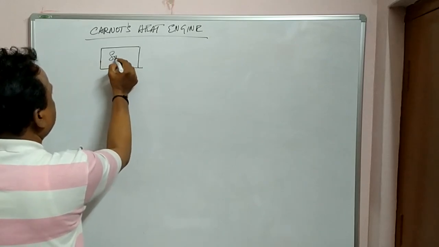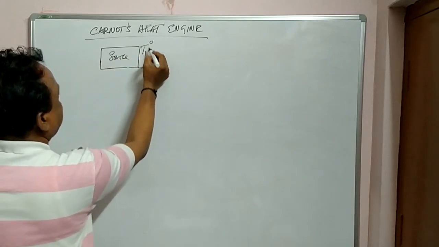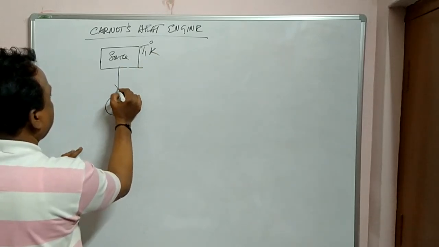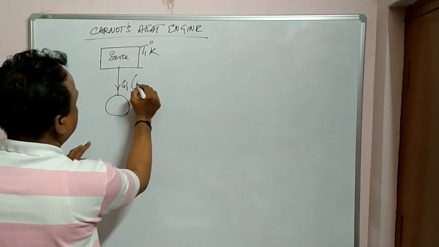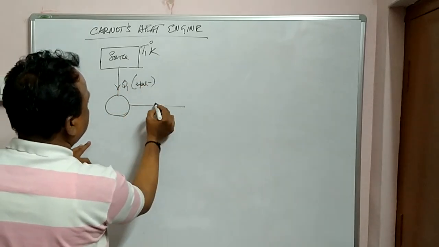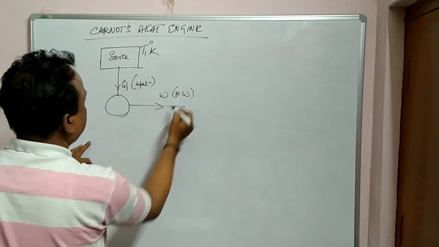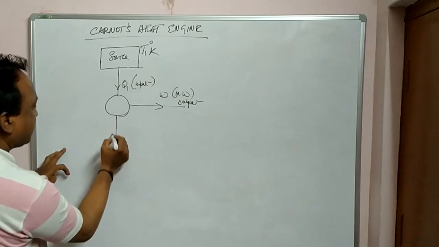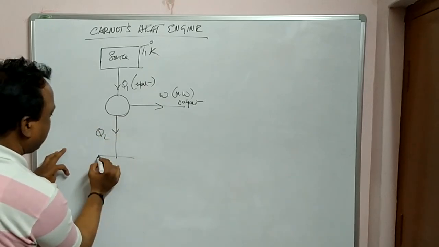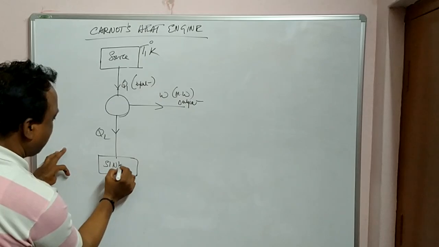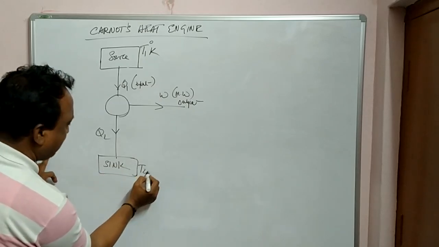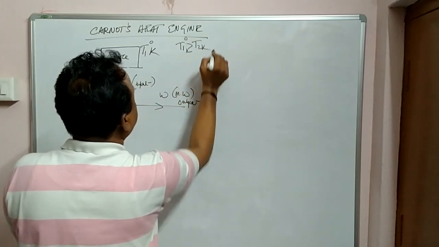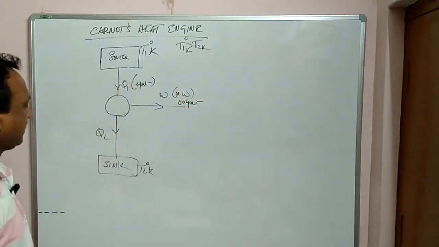Source, like a reservoir with infinite capacity, at T1 degrees. Q1 is given as input heat, and mechanical work comes out, this is the output. Some wastage of heat, Q2, goes to the sink. This also has infinite capacity. T1 is greater than T2, please. The source is always greater than the sink.